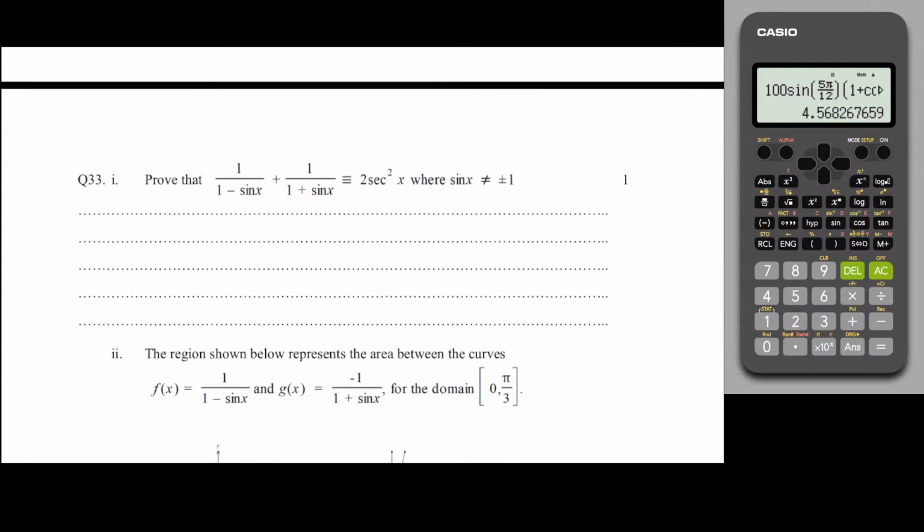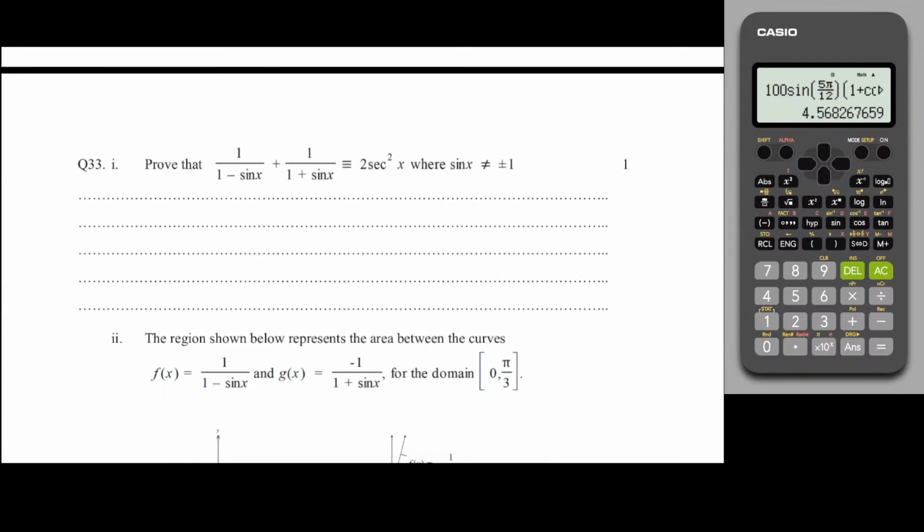Okay, so 33. Prove that 1 over 1 minus sine x plus 1 over 1 plus sine x is exactly equal to 2 sec squared x, where sine x is not equal to plus or minus 1. Well, that makes sense, because if sine x is equal to 1, then you get 1 minus 1, which is equal to 0. 0 doesn't work on the bottom, and same with negative 1. So to do this, we can take the left hand side and turn it into the right hand side.